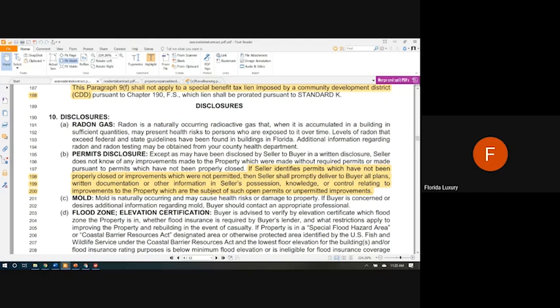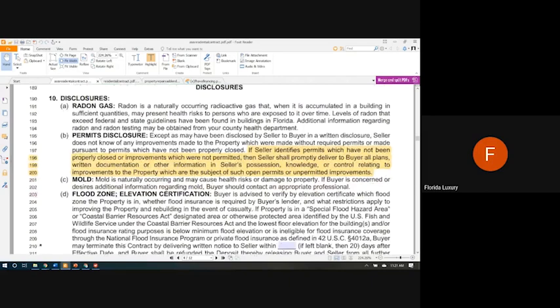It is the seller's responsibility to identify these. Now, in all likelihood, the title company is going to find it. But as soon as the seller has been made aware of it, this now becomes an obligation on the seller. Because it says, if seller identifies permits, or what it should say is, if permits have been identified for the seller. So they need to go in and actually, it is the seller's responsibility to remedy those open permits prior to closing.